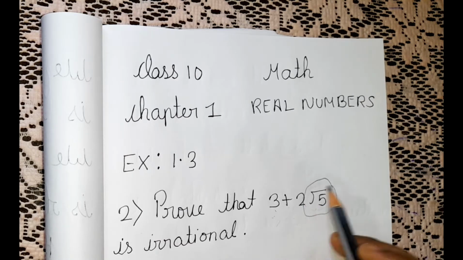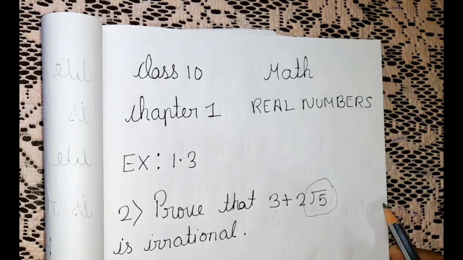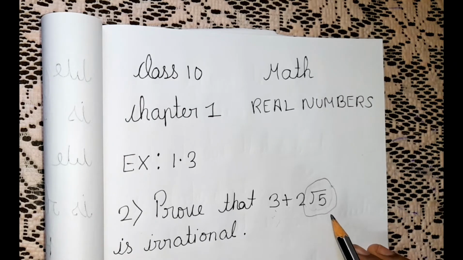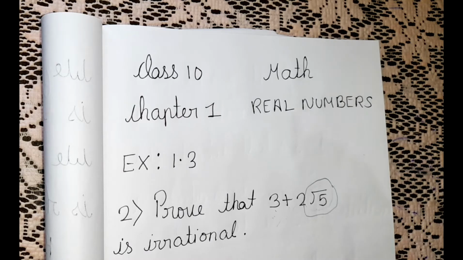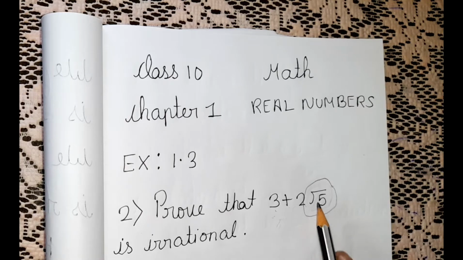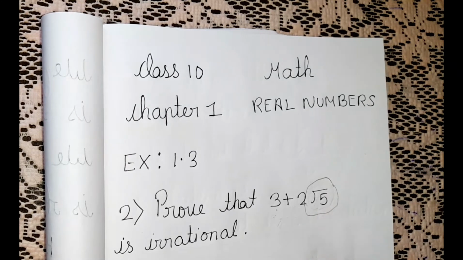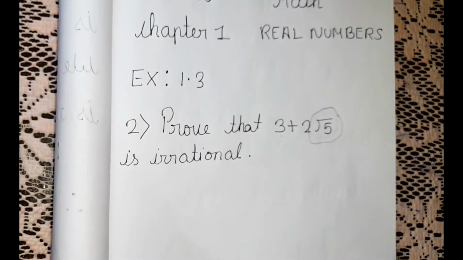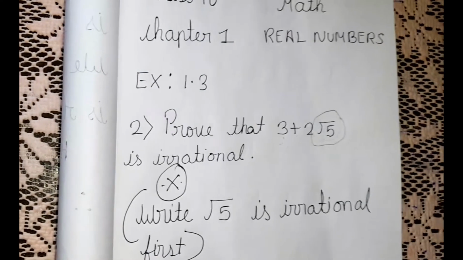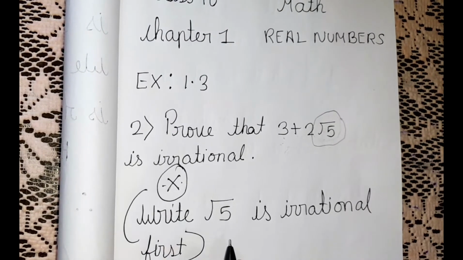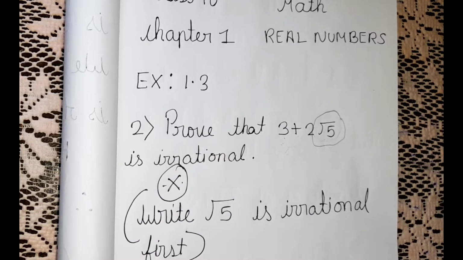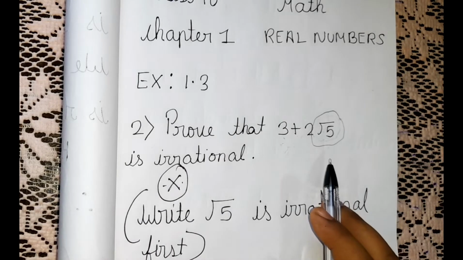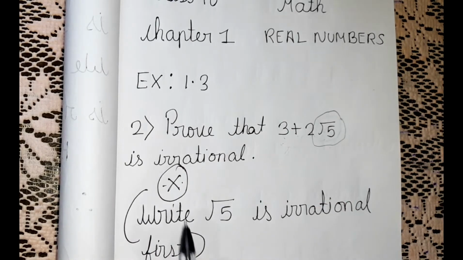I hope you understood what I am trying to say. First of all, you should prove that root 5 is irrational. That one I had already uploaded in the previous video. So please write those steps. After that you should write 3 plus 2 root 5 is irrational. Now we are going to be doing that. If you want, let me write that too. So I wrote, root 5 is irrational, at first. You should write root 5 is irrational and you should write those steps. This is really important.